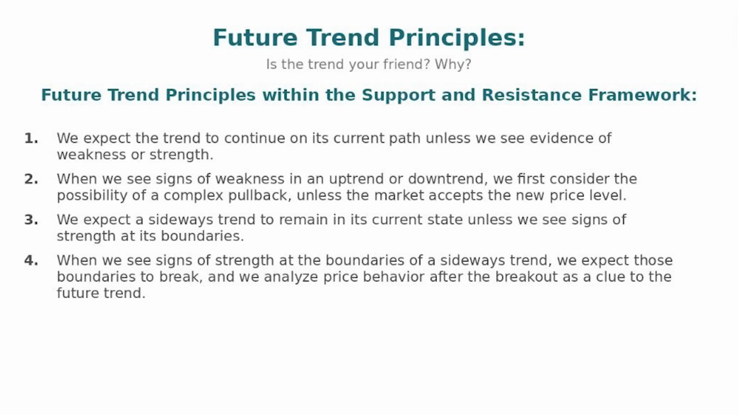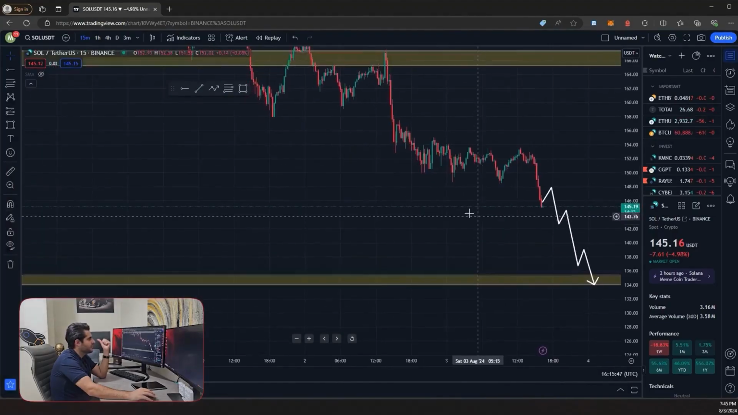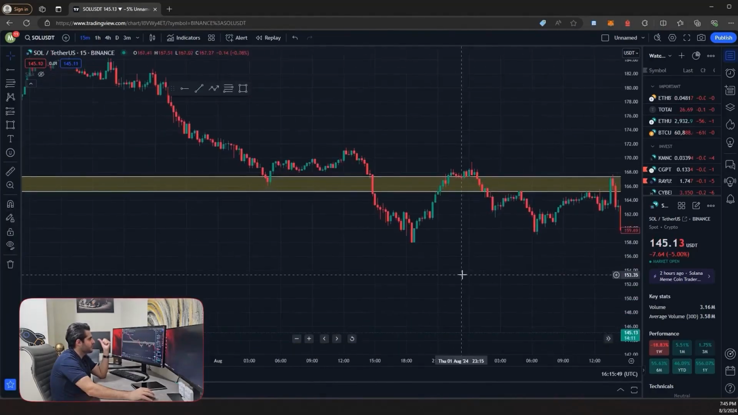When we see signs of strength at the boundaries of a neutral trend, we expect those boundaries to break. We then analyze the price action after the breakout as a clue for the next trend. Just like what happened here on the lower time frame.